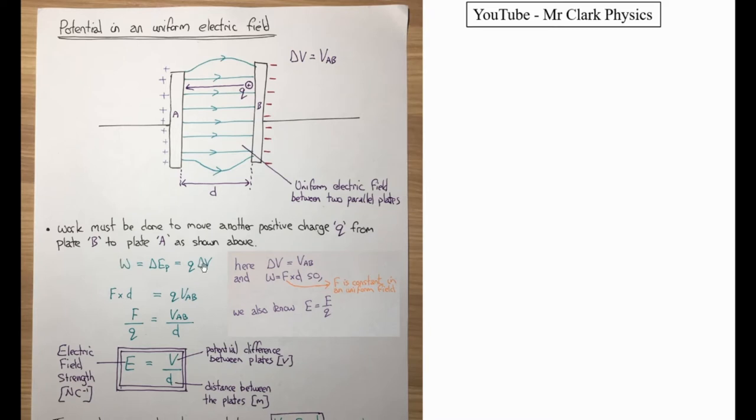And then I'm going to replace delta V, although we could stick with delta V if you really wanted to. It's just the equation list gives it to you as V. And I'm going to say that's defined as the potential difference between plate A and plate B. That's here. So I swap that out.